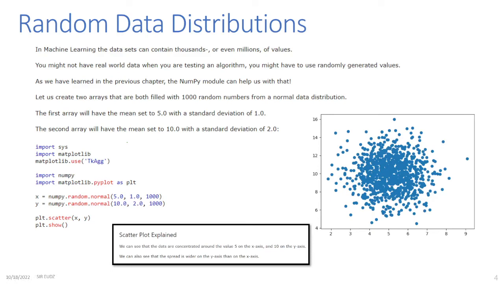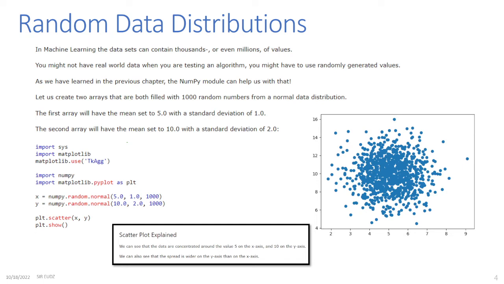Now let's try to plot a random data distribution. In machine learning, the data sets can contain thousands or even millions of values. You might not have real-world data when you are testing an algorithm, so you might have to use randomly generated values. As we have learned in the previous chapter, the NumPy module can help us create random numbers. So let us create two arrays that are both filled with 1000 random numbers from a normal distribution.